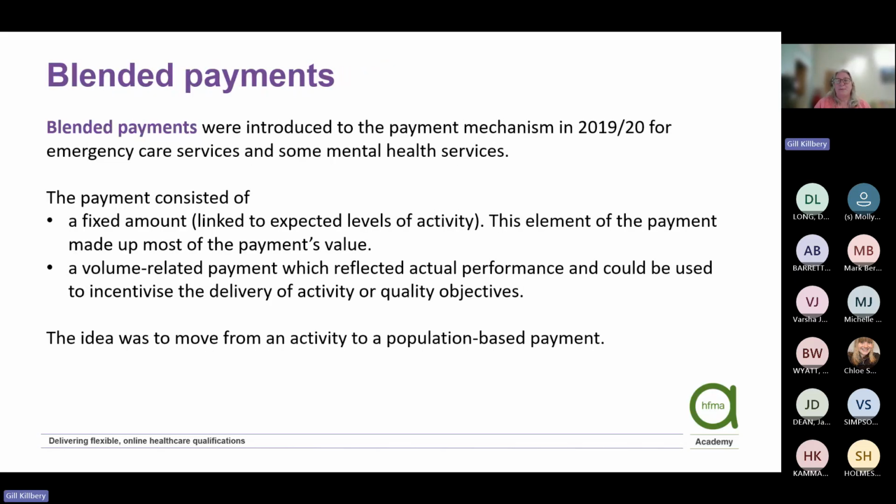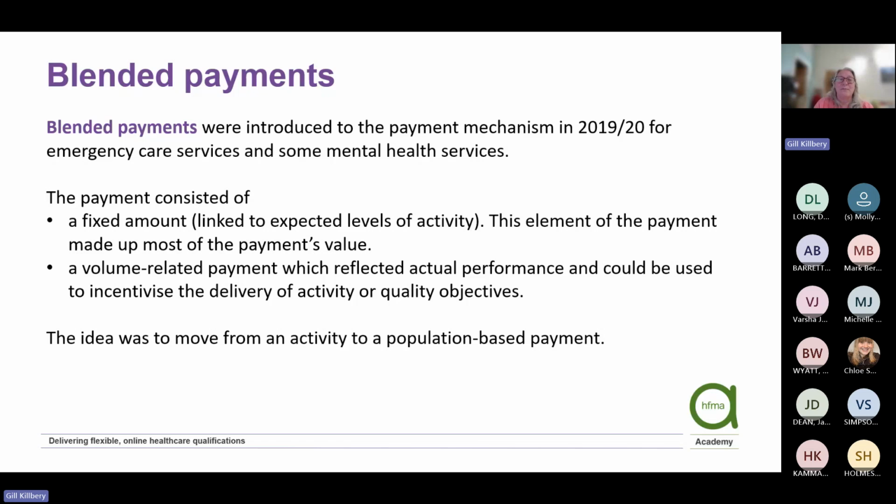But blended payments were the next way forward. This came in in 2019-20 for the second half of the year for emergency care services and for some mental health. Again, this is the fixed amount and the volume-related payment. So this was the start of how we are now. We were looking at a fixed amount based on expected levels of activity, actually contracted, planned activity, and a volume relating to actual performance, and to incentivise delivery of quality.